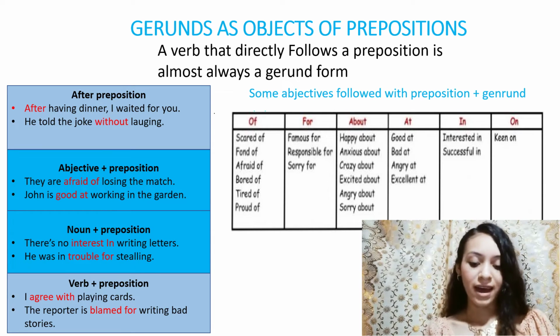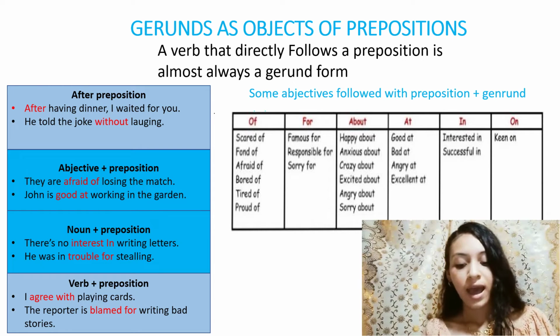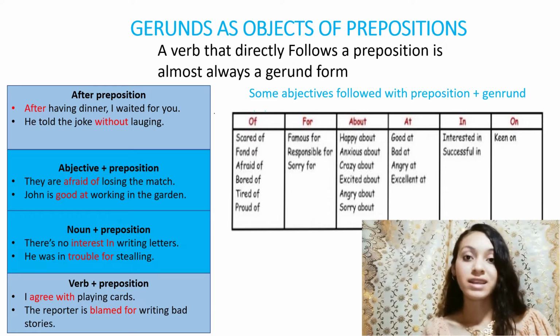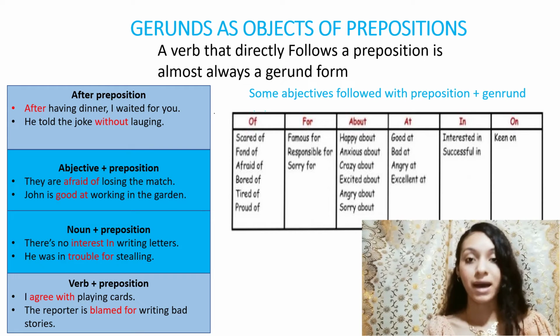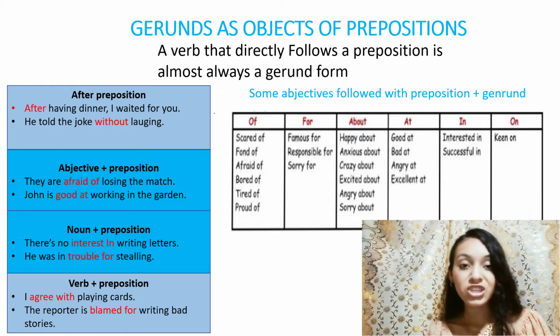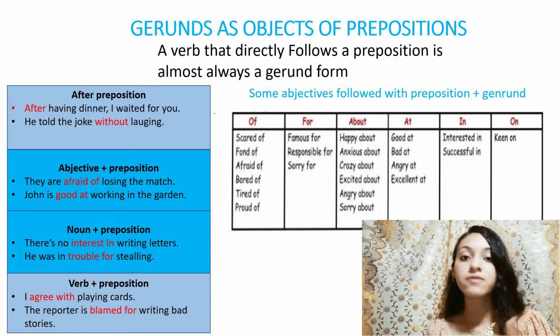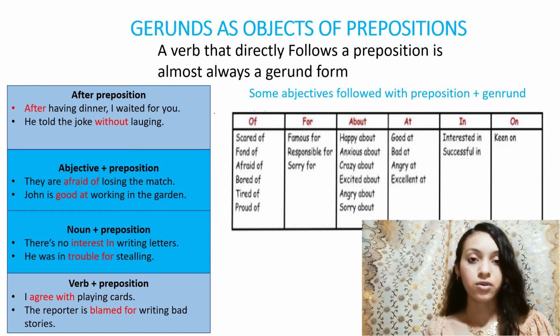Now, finally, we have verb plus preposition. We have two examples too. I agree with playing cards. The preposition is agree with, and the gerund is playing. Now we have, the reporter is blamed for writing bad stories. The preposition in this case is blamed for, and the gerund is writing.